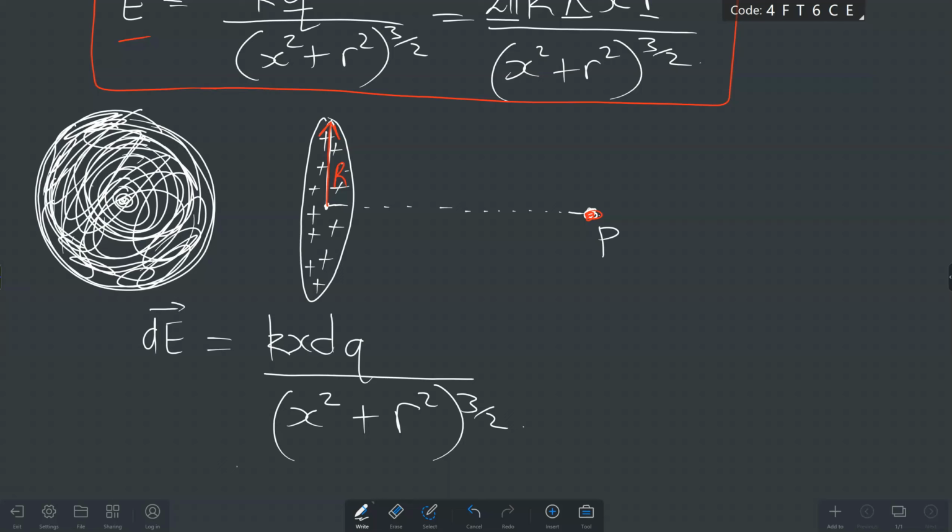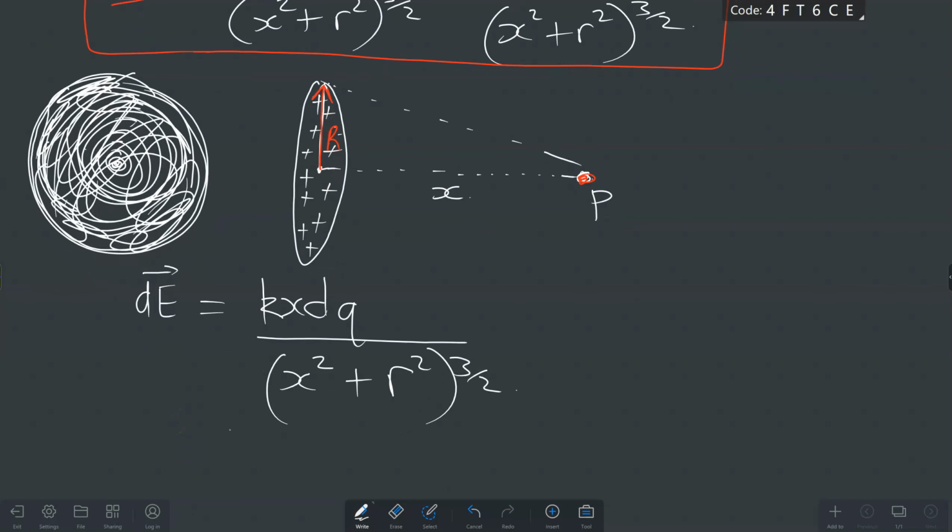Now that we have an area, a disk is an area, everything else is still the same. This is x squared plus r squared. But anyway, we know what the electric field due to the ring is, so that's what we are interested in. So that is still our x.